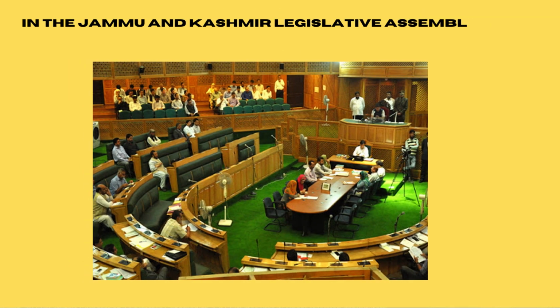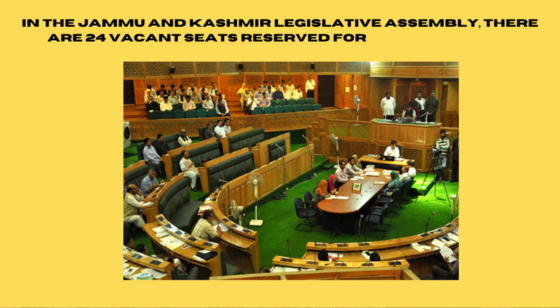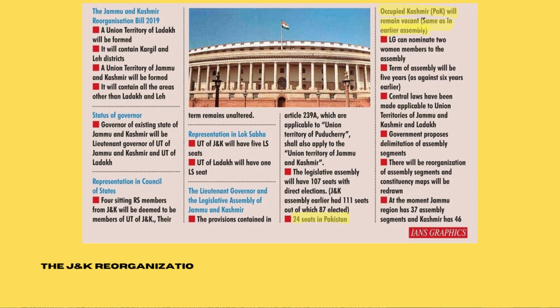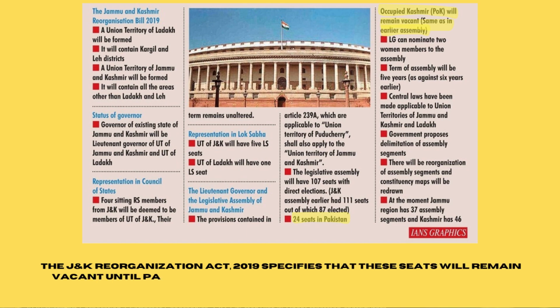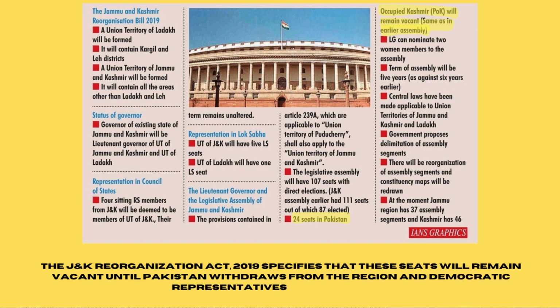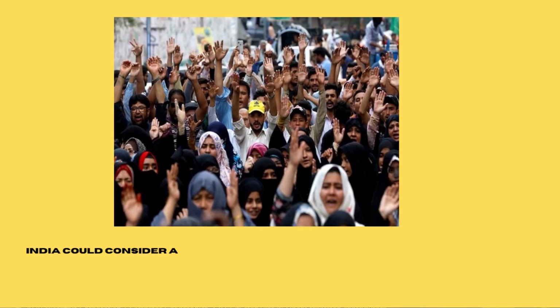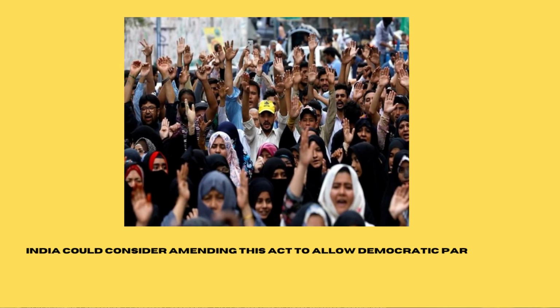Number 2. In the Jammu and Kashmir Legislative Assembly, there are 24 vacant seats reserved for the POK region. The Jammu and Kashmir Reorganization Act 2019 specifies that these seats will remain vacant until Pakistan withdraws from the region and democratic representatives are appointed. India could consider amending this act to allow democratic participation from POK.